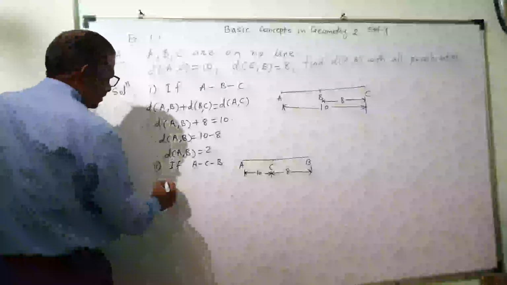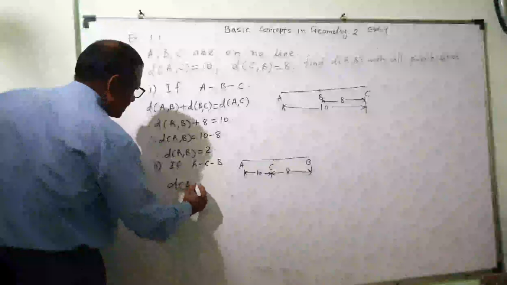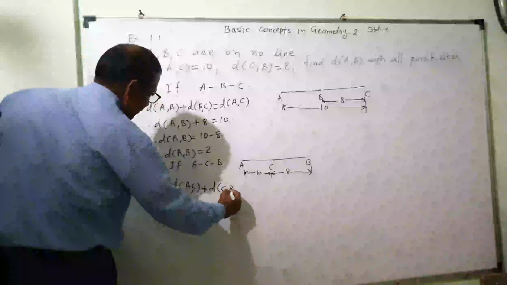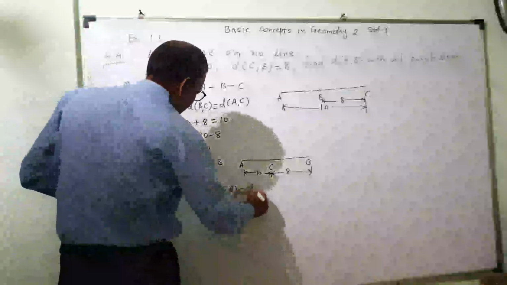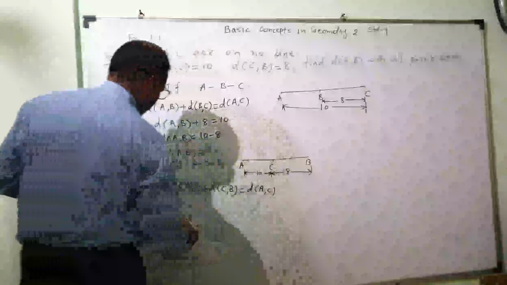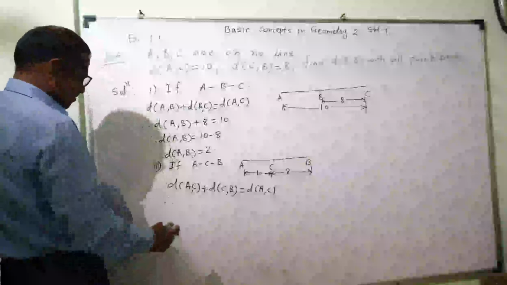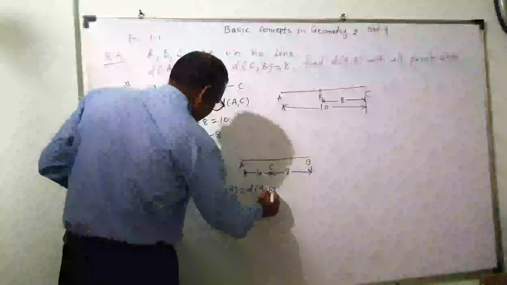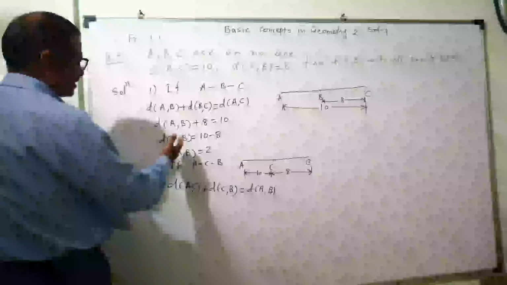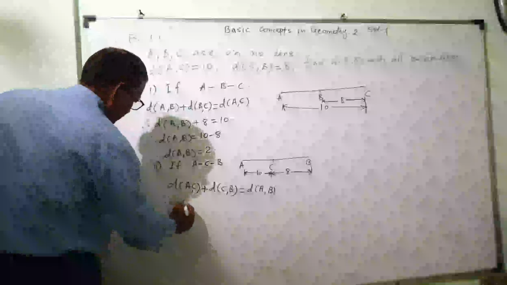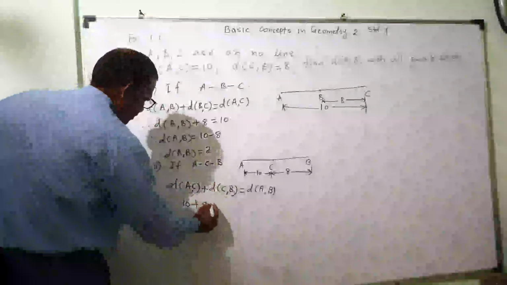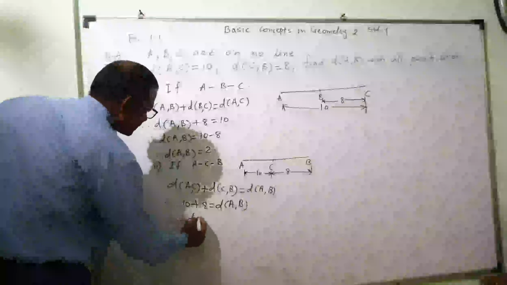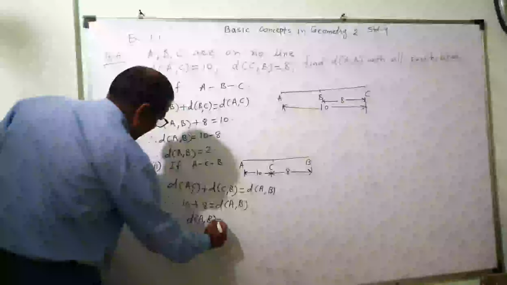Then distance AC plus distance CB is equal to distance AB. Therefore, distance AC is how much? See that distance AC is 10 plus CB is 8 is equal to distance AB. Therefore, distance AB is equal to 18.